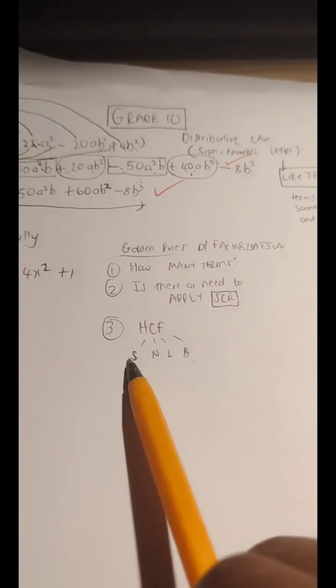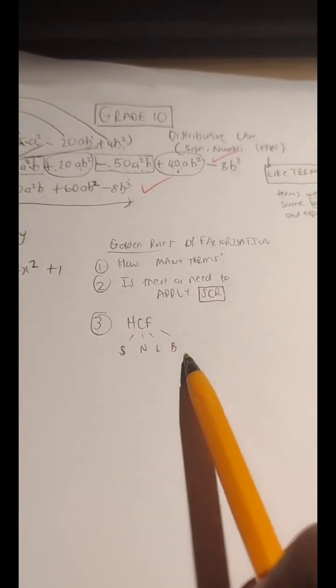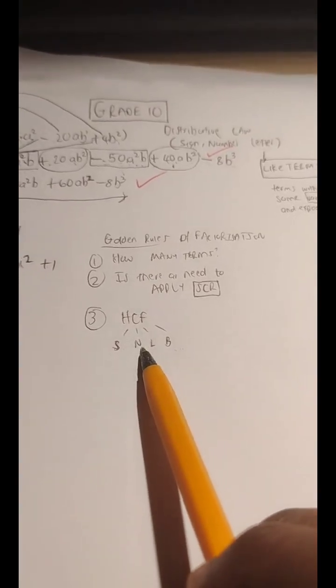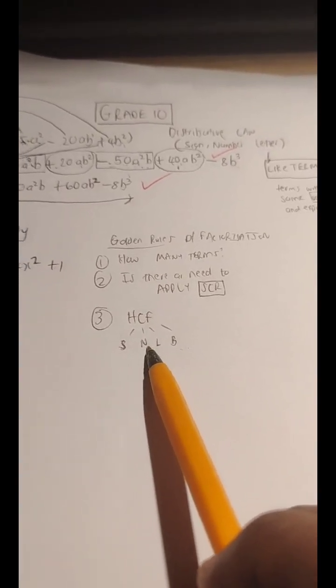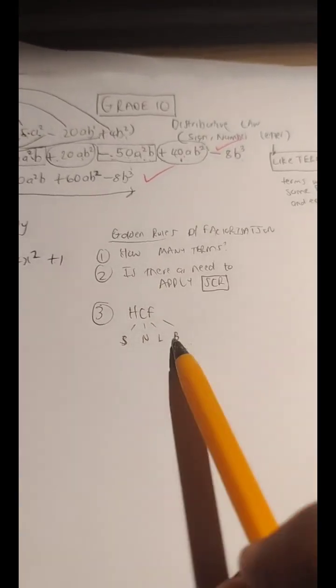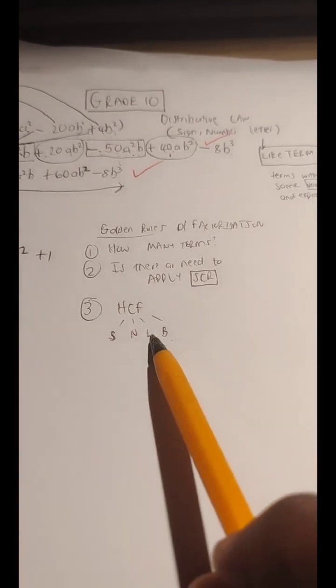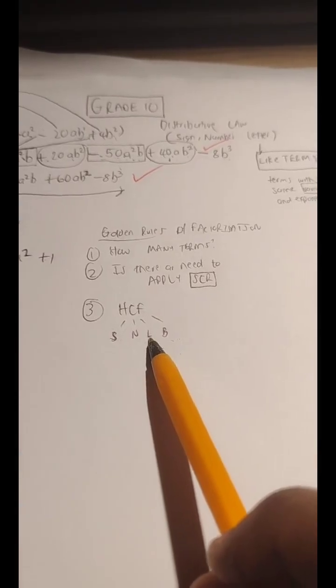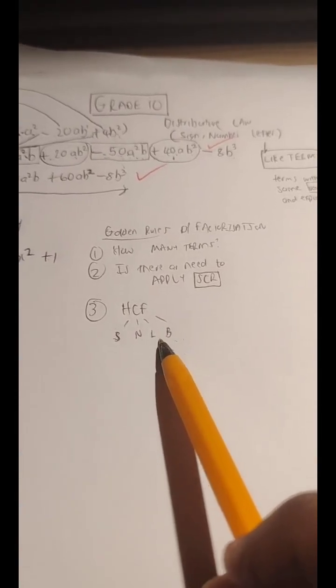You look at 4 elements when you talk about highest common factor: the highest common factor sign, number, letter, and bracket. The sign is always the sign of the first term. For the number, you look at the coefficients of the variable, the highest common factor for all the terms in the expression. L, that's the letter. You look at the common letter which has the lowest exponent. You take that out if it's there.